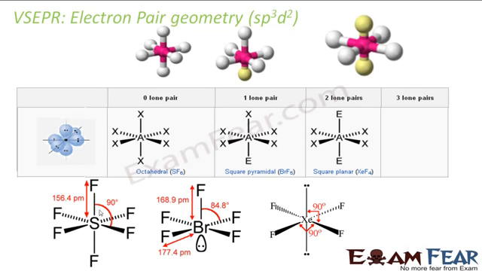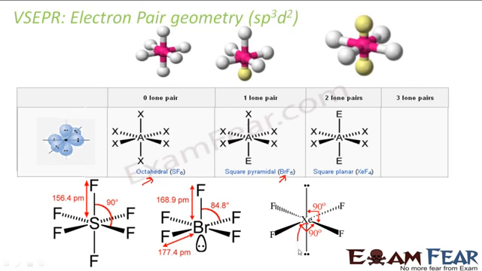6 fluorines, then it gives the octahedral shape, right? Each of these is 90 degrees. But if you replace 1 bond pair with a lone pair, for example in BrF5, so I have 5 fluorines, but instead of another fluorine I have a lone pair, then the angle will change. Instead of 90 it becomes 84.8.